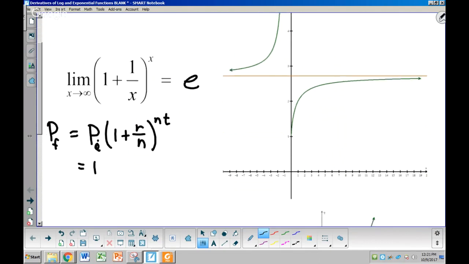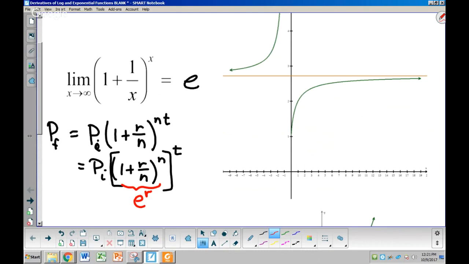I could rewrite this as P initial times 1 plus R over N, raised to the N times T, couldn't I? And what is this? On one of our tests last year, we figured out that this was E to the R. Interesting, right? Because then it becomes P e to the RT, which is PERT, which is compounding continuously.